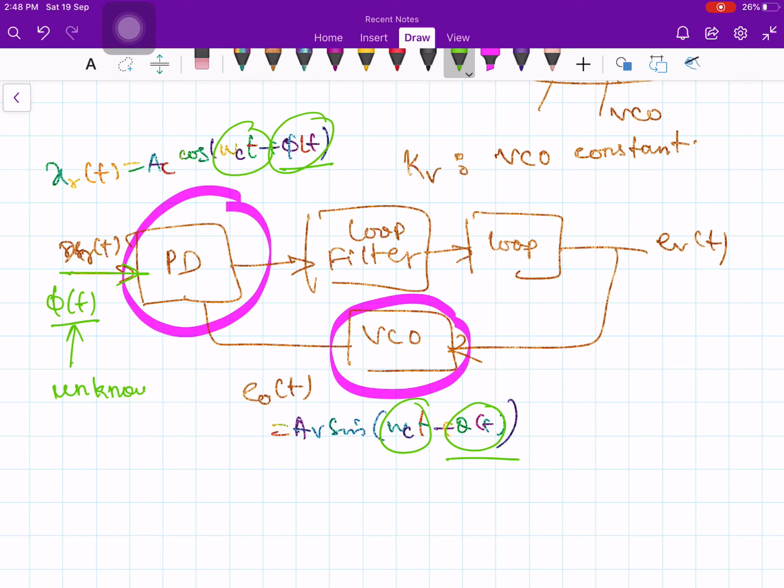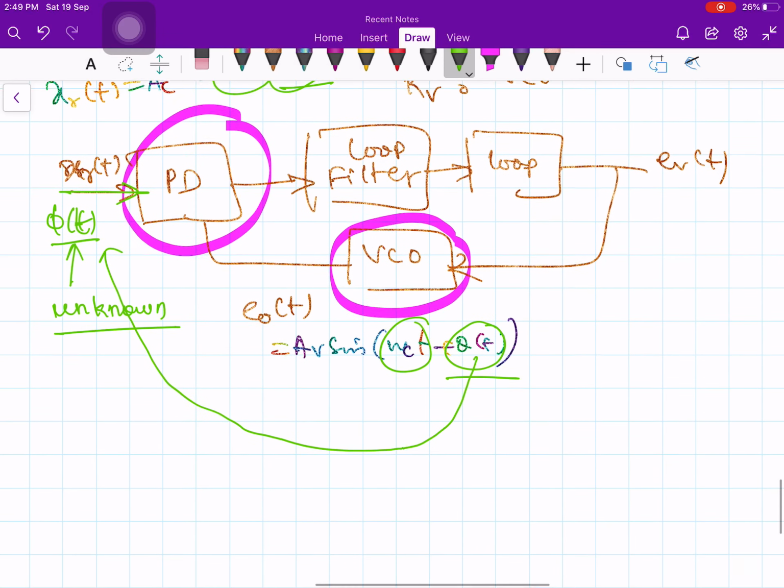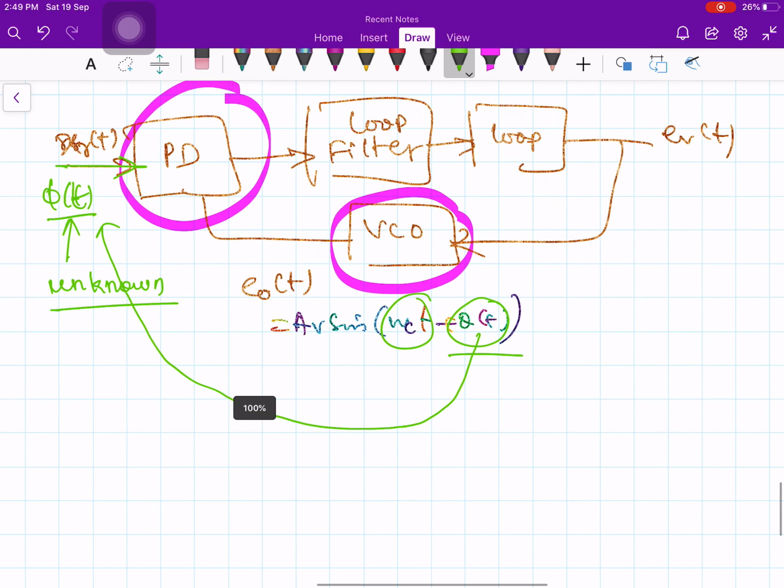So we are trying to find out the unknown phase, and I want to produce an output in a closed loop manner such that my theta of t is very close to the unknown phase. So I am trying to estimate theta of t, which is close to the unknown phase. If I want to do that, I can redraw this diagram in terms of an equivalent circuit.